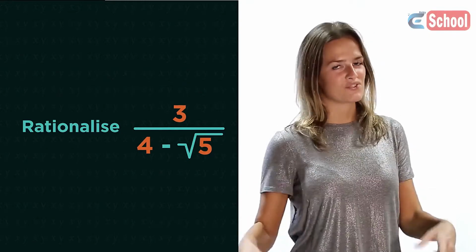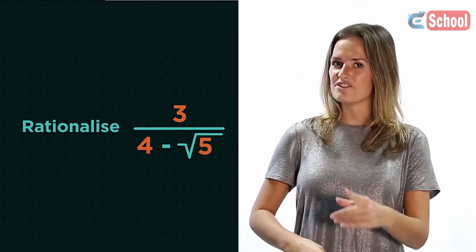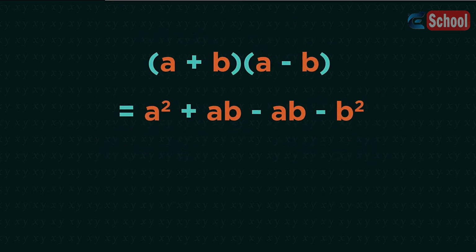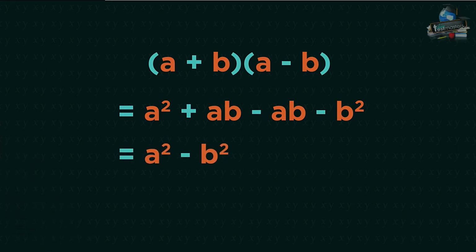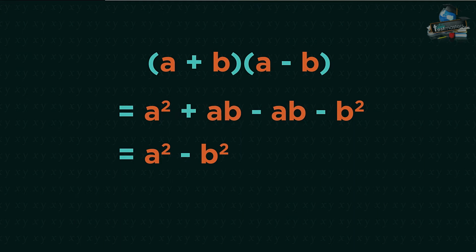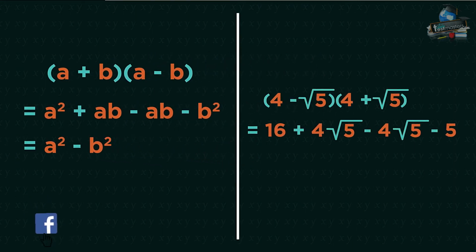So let's have a look at a trickier example. I'll do the first bit for you to get you started. We need to multiply by the whole of the denominator, but change the sign. So think of expanding brackets and the difference of 2 squares. We would get a squared plus ab minus ab minus b squared, and the plus ab and minus ab would cancel each other out, leaving us with just a squared minus b squared. This is exactly what we want to do here.